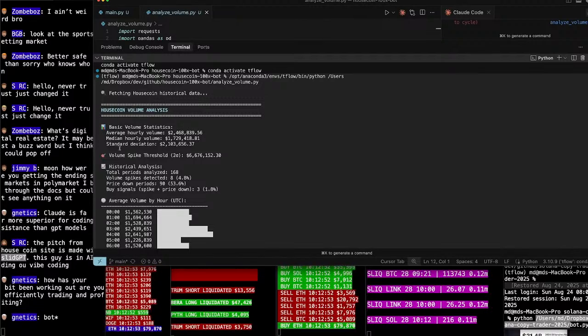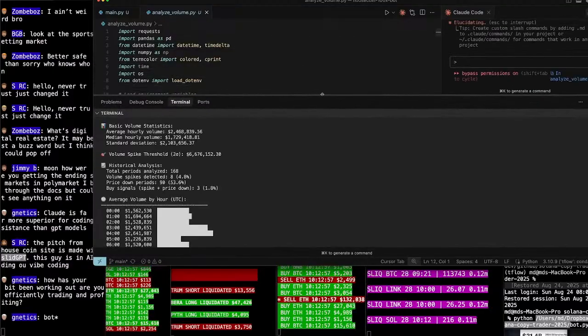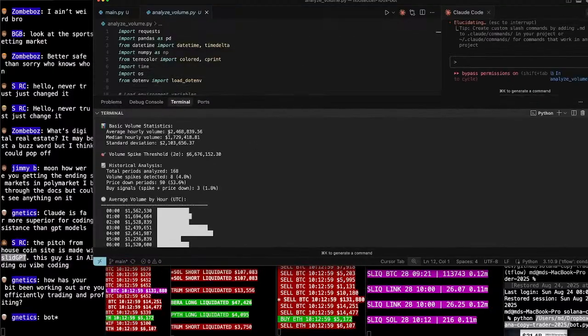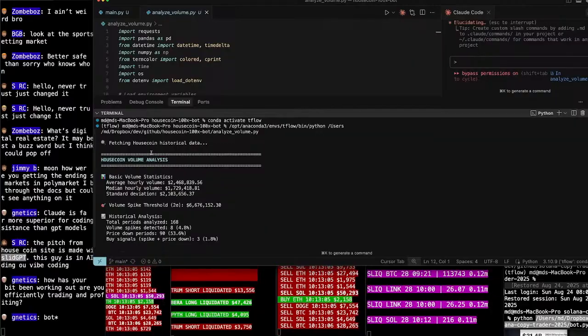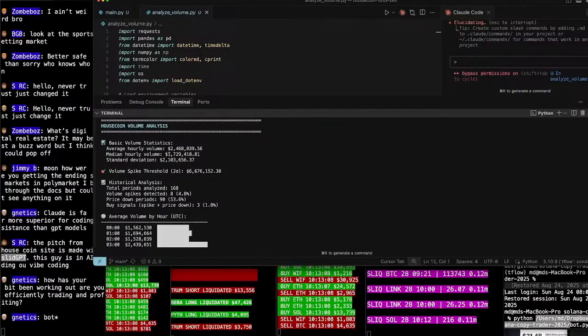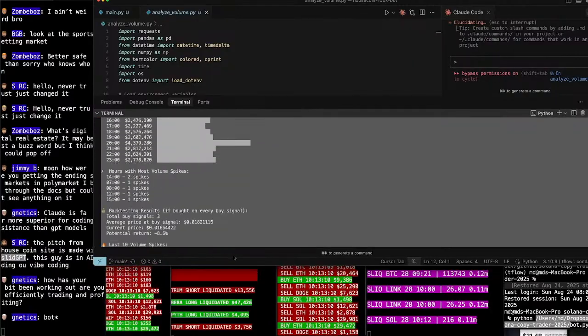Housecoin volume and analysis. Okay, basic volume statistics here. Average hourly volume is 2.4 million. Median hourly volume? Nah, this ain't right. There's no way. All right, let's go ahead and debug this.